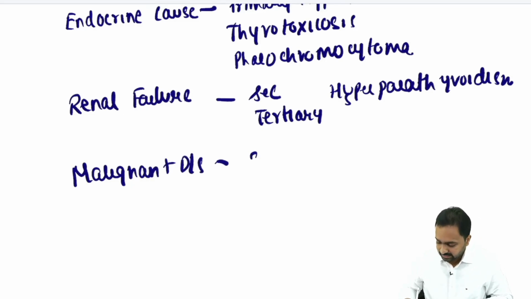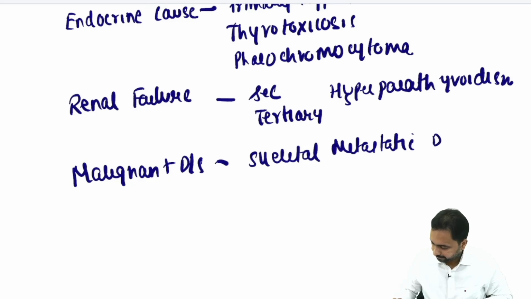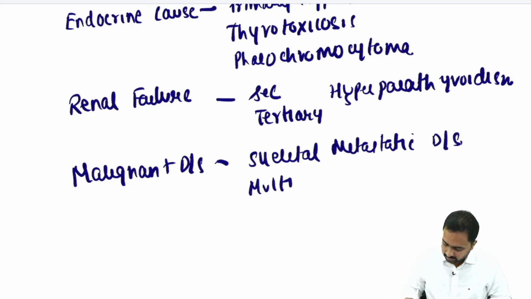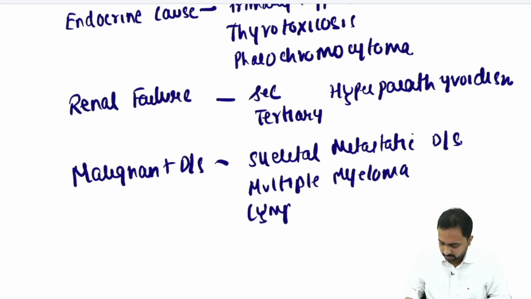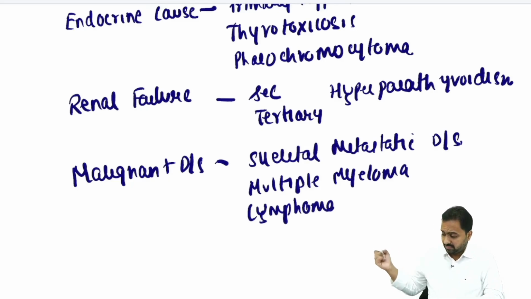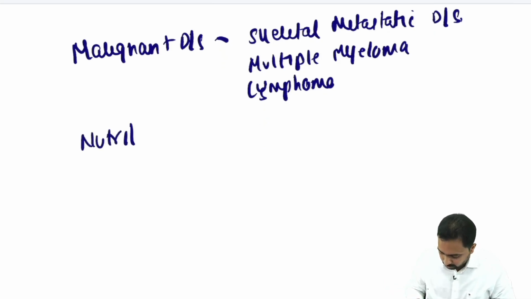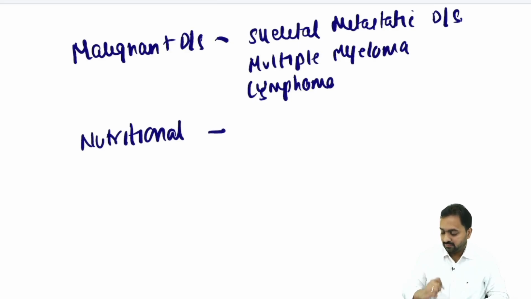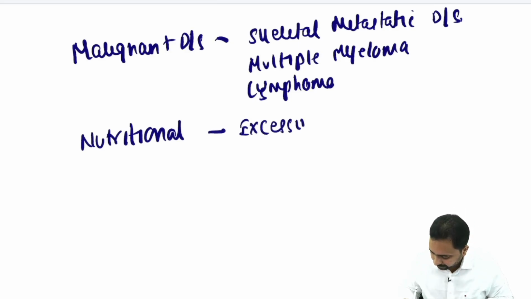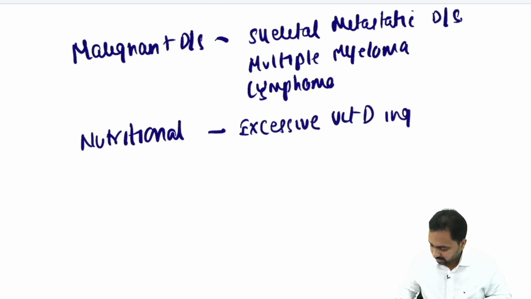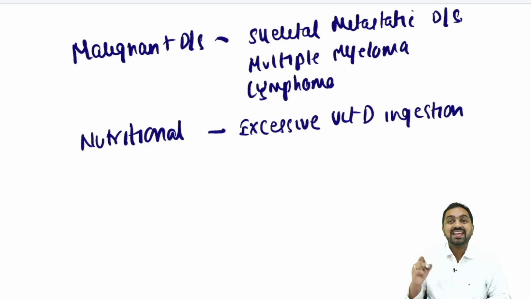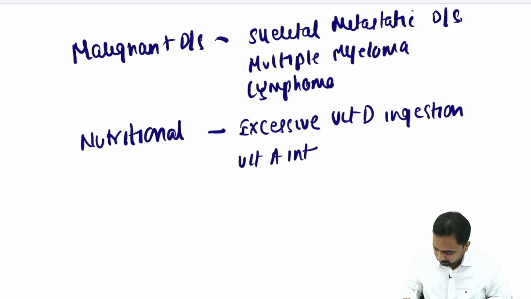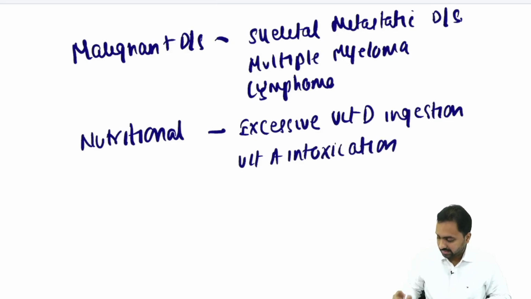right? So what malignant disease could it be? Skeletal metastatic disease or multiple myeloma, lymphoma, and you could add to this list various other malignancies. Then it could be due to the nutritional causes, which would include excessive vitamin D ingestion, vitamin A intoxication. Then it would also include milk alkali syndrome.